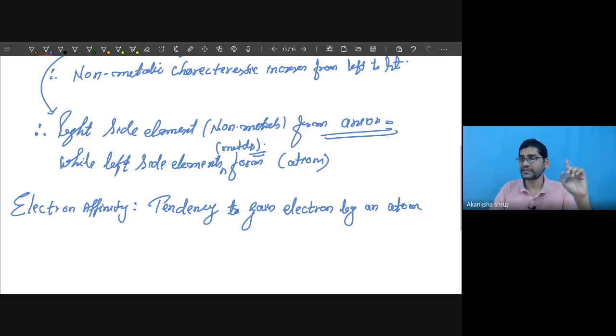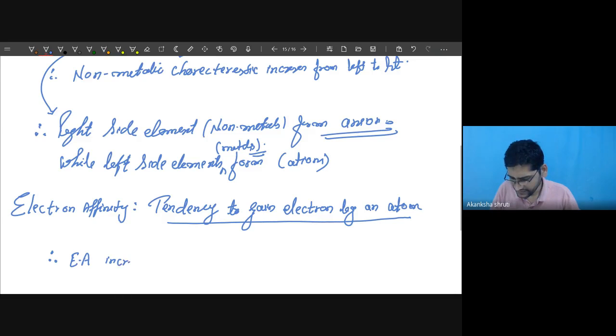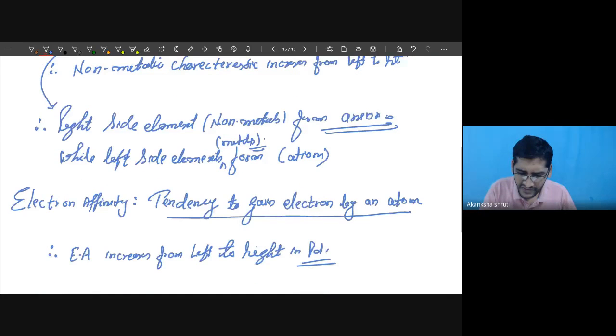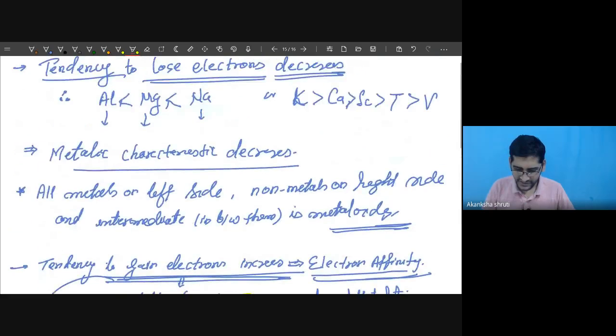This can also be expressed in the term of energy, but you will learn those things in higher standard. I do not want to make it more complex. So how much energy will be released when an electron is added to the atom? That is called their electron affinity. So this tendency to gain electron by an atom is increasing on moving left to right. Therefore, we can simply write electron affinity increases from left to right in the period. So these were non-metallic characteristics. Electron affinity trend, their non-metallic characteristic, their metallic characteristic in the period, everything we have learned.